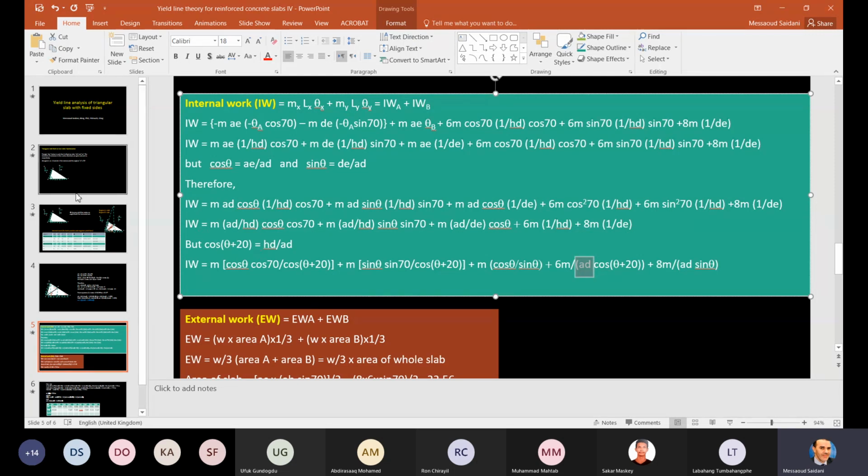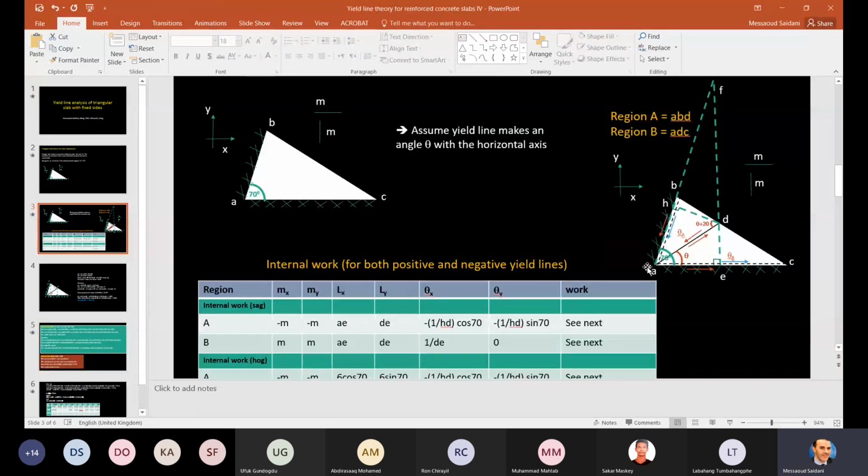And let me take you, this is AD. So really what I need to do is find the relationship between this AD here and theta. Because if your yield line changes, if this yield line here moves, the angle here will change with the yield line. You agree with me. So there is a relationship. Therefore, there is a relationship between AD and theta that we need to find.